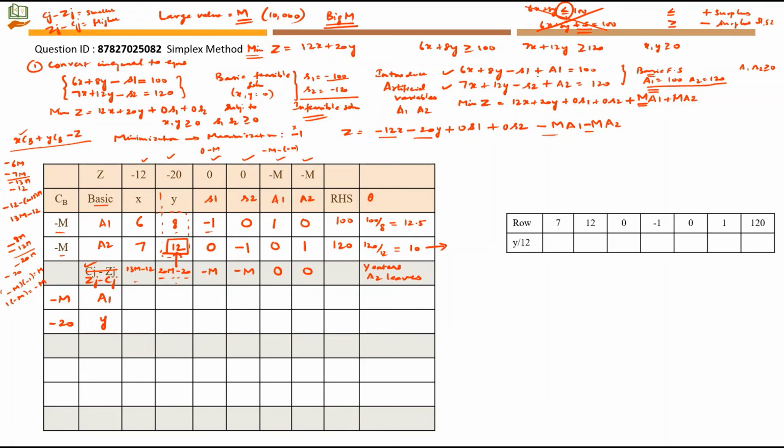I have to make this particular place as 1. What can I do here to get 1? I can divide the particular row by 12 in order to get 1 here.